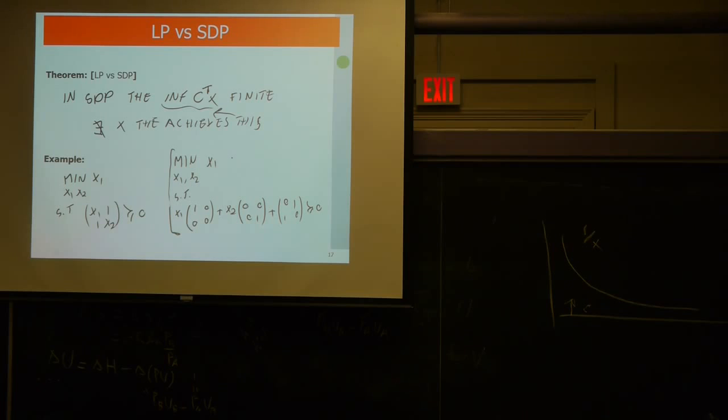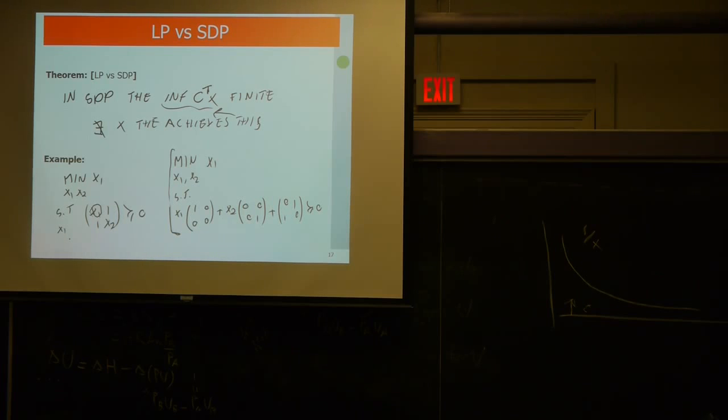So what's the minimum of this? Let's solve it. What's the minimum? Right, so the minimum will be 0, right? Why is the minimum 0? Because x1 cannot be negative. Why? Because this guy here has to be non-negative, right? So the minimum is 0, x1 is 0.